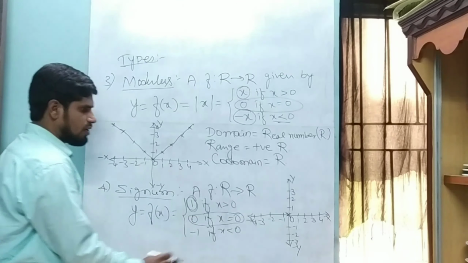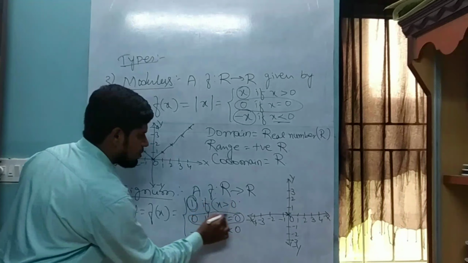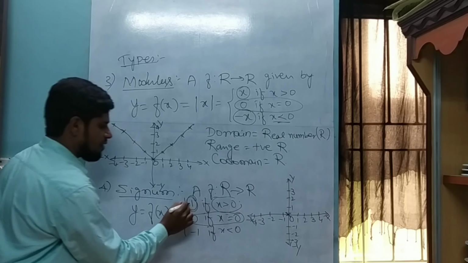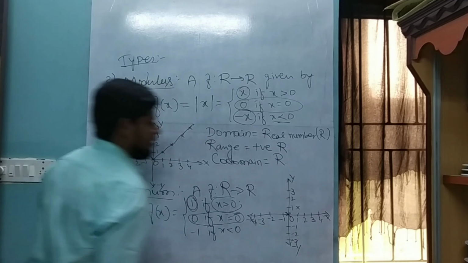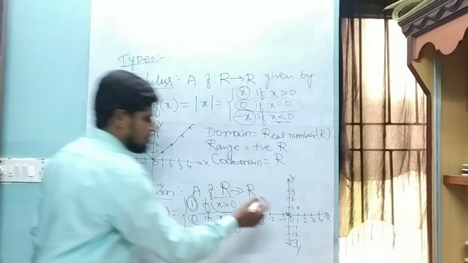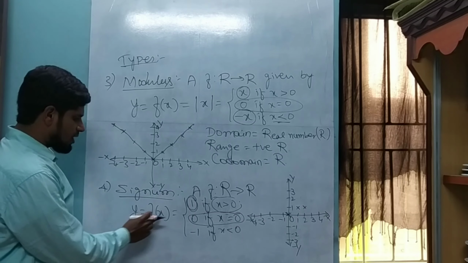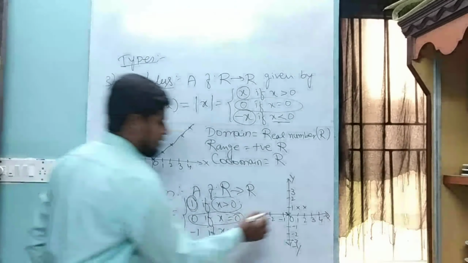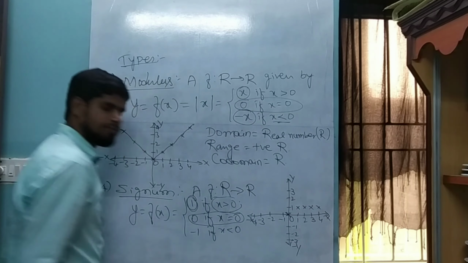If I put x is equal to 1, what is the output? Output is 1, because for any positive values of x, the function is fixed. It is 1. Okay. If I put x is equal to 2, yes, obviously 2 is also greater than 0. So for that also f of x is 1. If I put x is equal to 3 here, y is 1. If I put x is equal to 4, then also it is 1.